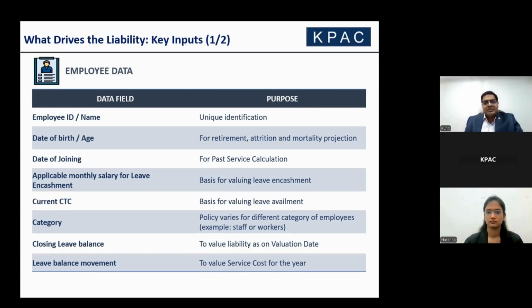It helps in understanding how the leave balances have changed throughout the year. So, leave balance movement includes opening leave balance, accruals during the year, leaves taken during the year, encashments, lapsations, and the closing leave balance. It also helps in valuing the service cost for the year, which is the cost of benefits earned by the employees during the period.